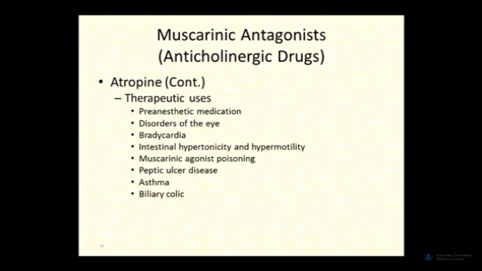Peptic ulcer disease, since peptic ulcers are associated with increased gastric acid production, atropine will lower gastric acid production and help treat that. Asthma. By opposing the muscarinic receptors, it helps promote bronchodilation. Biliary colic, pain in the bile ducts, because it helps relax those muscles.